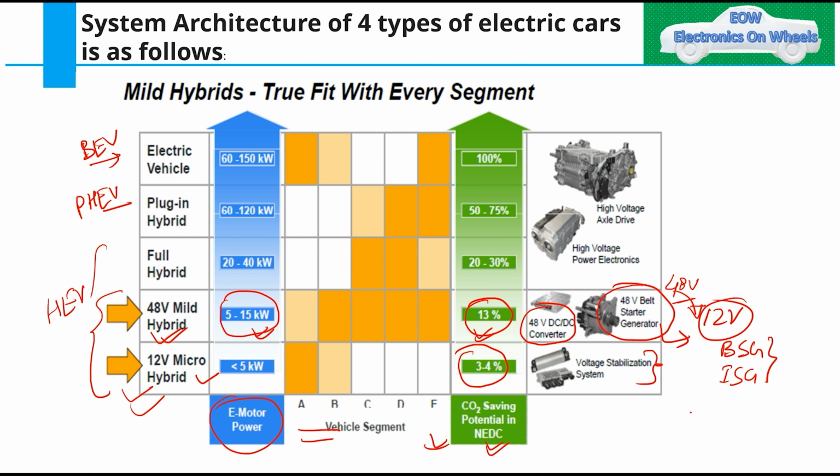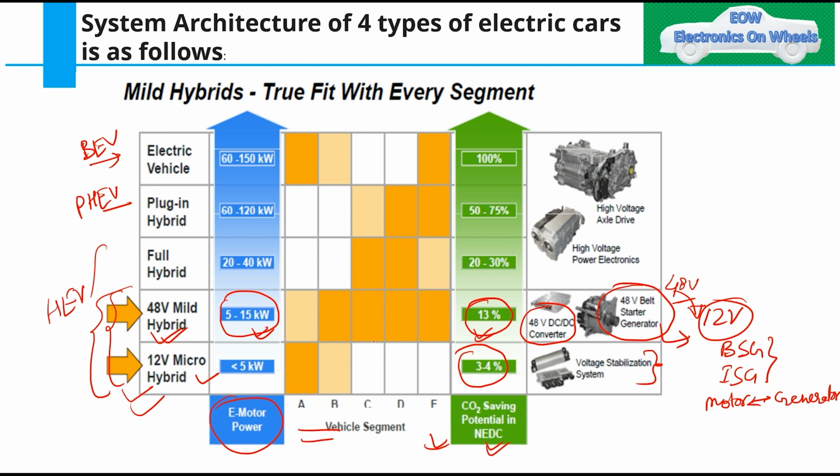So what happens here, your motor will work as a generator, and the generator will work as a motor. So you can comment in the comment section about when your motor will work as a generator and your generator will work as a motor, there is a condition. So this is the condition for the 48-volt mild hybrid.